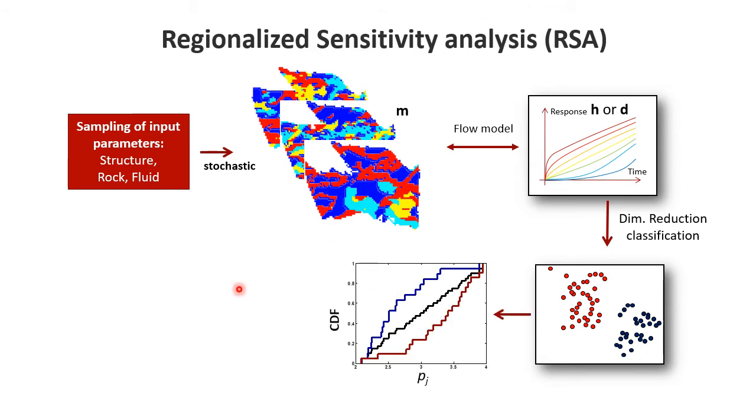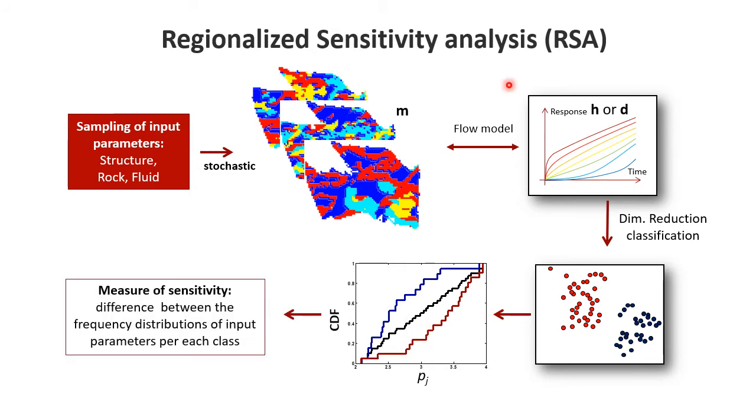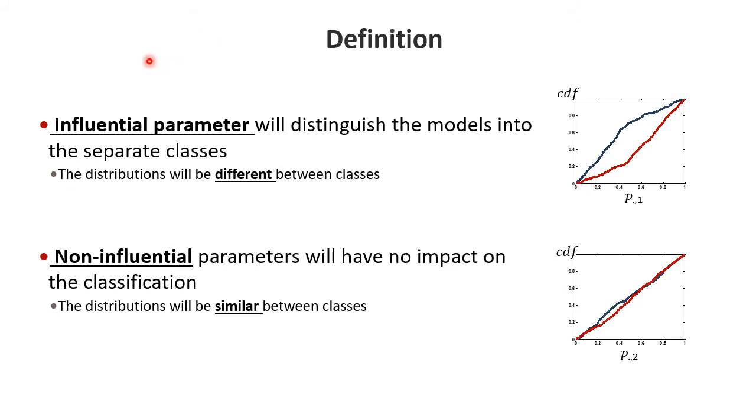In other words, what we need to do is to simply make a CDF. So here, this is the CDF of the red group, the CDF of the blue group, and this is the CDF of both groups together. And what we notice is there's a difference in those CDFs. So this parameter is sensitive. The measure of sensitivity is therefore simply the difference between the frequency distribution of the input parameter for each of these classes. And that's the basic idea of regionalized sensitivity analysis. To summarize, an influential parameter will distinguish models into separate classes, and a non-influential one will not do that. So for non-influential parameters, you would see that the distribution of that parameter within a class is exactly the same.